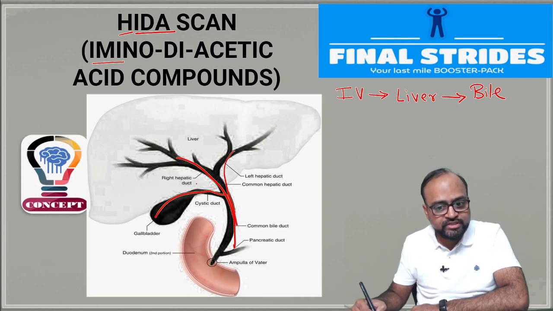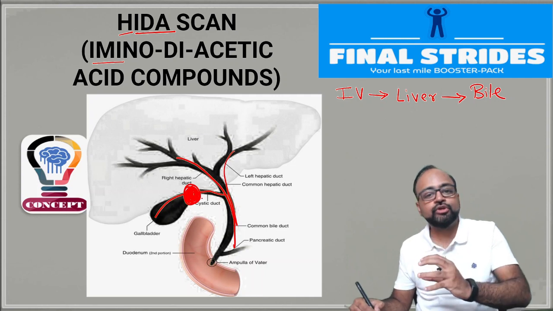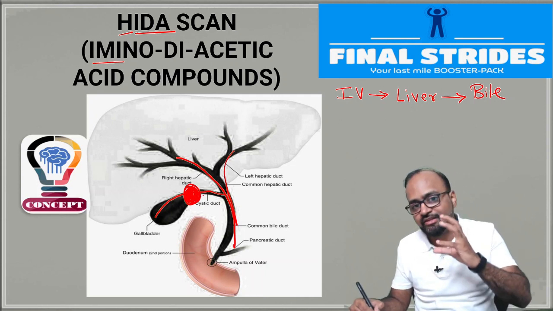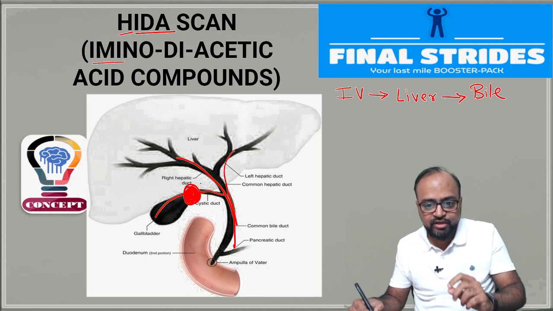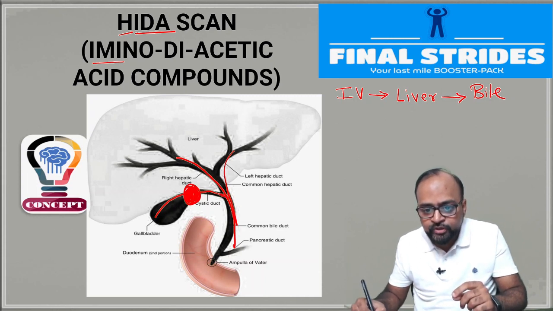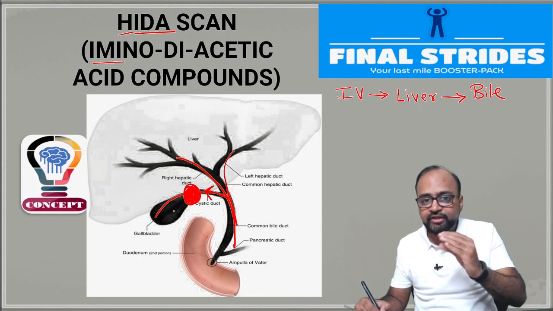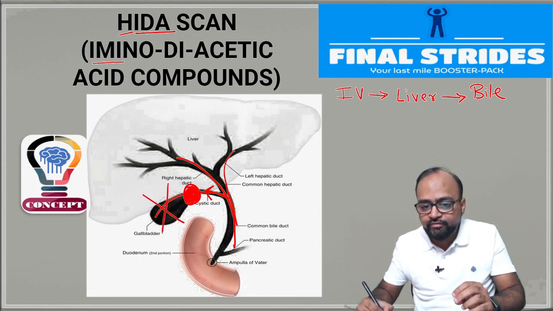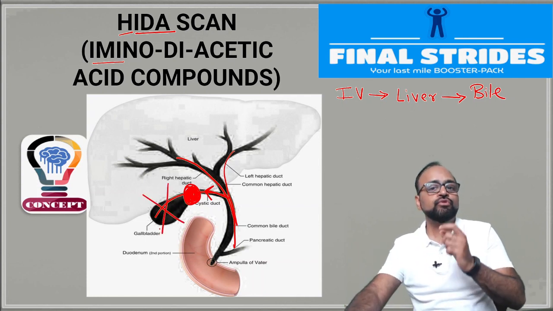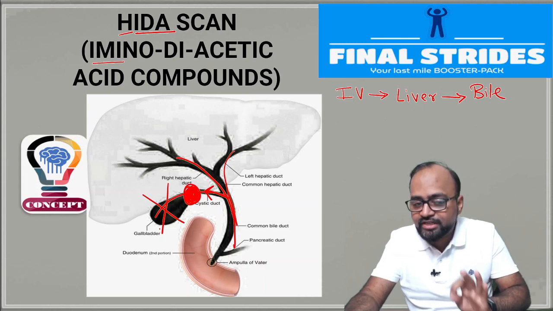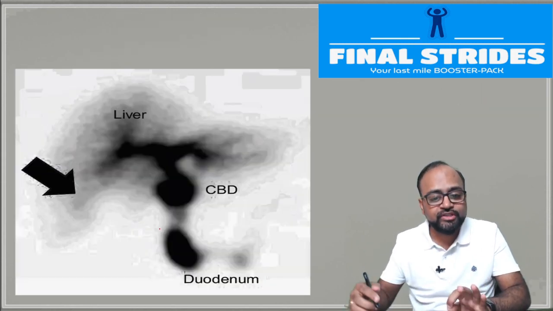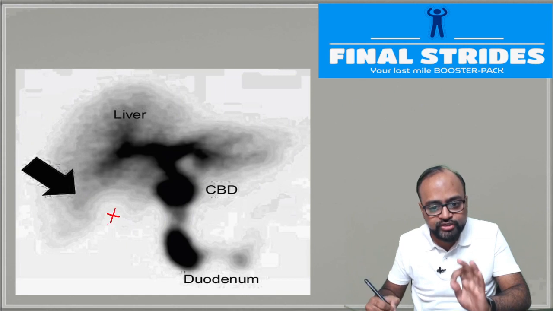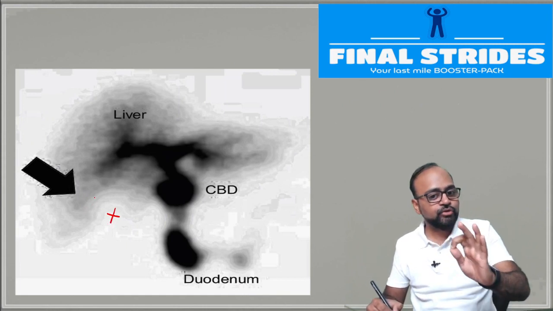Now in cholecystitis, there is usually a calculus at the GB neck blocking the gallbladder. So in the gallbladder there is stasis of bile and there is infection, that is cholecystitis. Because there is a calculus here, this IDA compound will not be able to enter into the gallbladder. So gallbladder will not be seen, and therefore non-visualization of gallbladder on a HIDA scan suggests acute cholecystitis. See, there is non-visualization of GB, right? This is called acute cholecystitis.